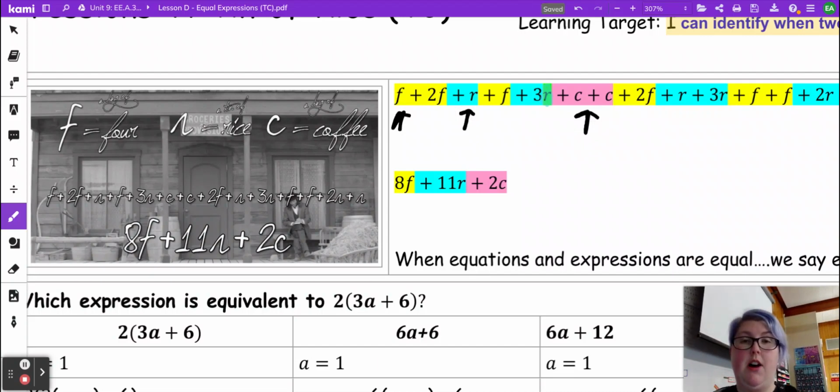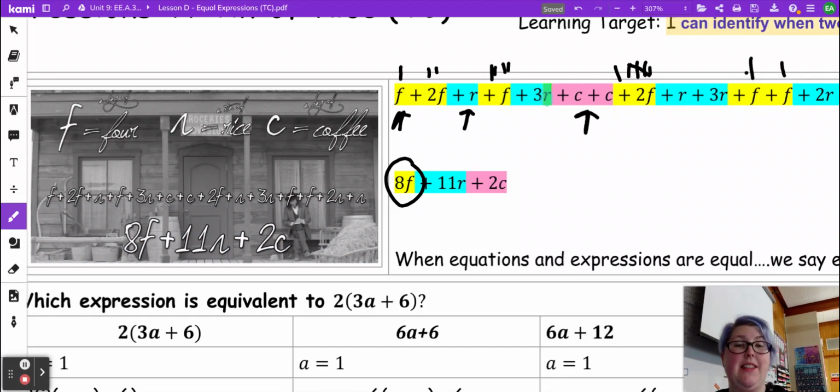So if you go along and count, well, we have 1, 2, 3, 4, 5, 6, 7, and 8 flowers. So that is where the coefficient of 8 comes from. There are 8 F's in this expression. If you go through, you'll see there are 11 R, and our 2 coffees get combined for 2 C.